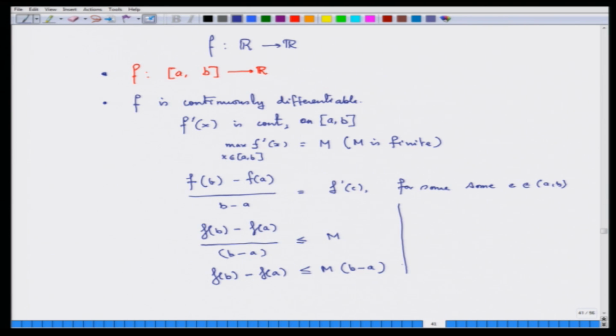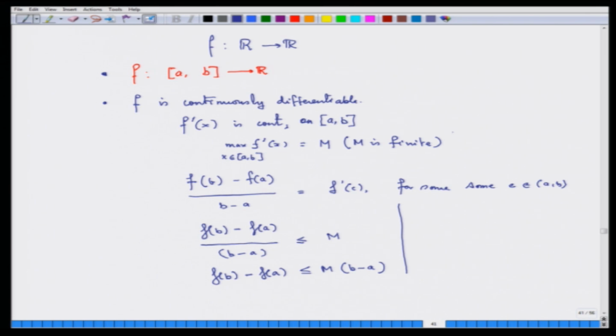Let us see what happens. So, you have got this fact. Now, if I swap b with a, what sort of inequality will I get? So, now I make a swap. If I change the inequality, then I can get a reverse inequality, that this is greater than minus M times b minus a. So, let me tell you how. Now, you have got this.